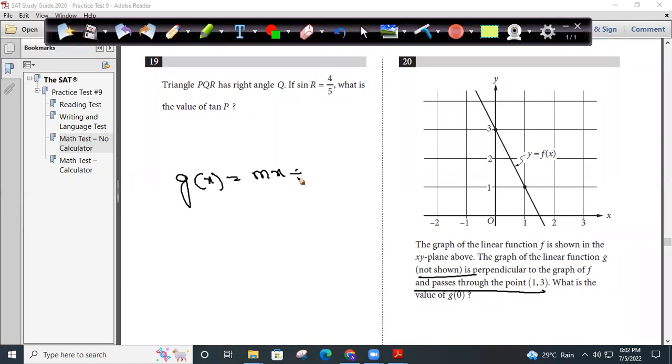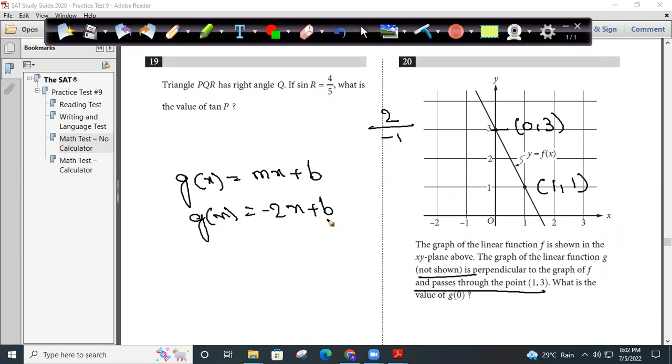So g of x is mx plus b. Find the slope of f. This point is 1, 1 and this point is 0, 3. The slope is 3 minus 1 is 2, over 0 minus 1 is minus 1. So minus 2x plus b is my g of x. To find b, plug in any one point: put x is equal to 0, y is equal to 3. So 3 is equal to 0 plus b, which is b. So g of x is minus 2x plus 3.